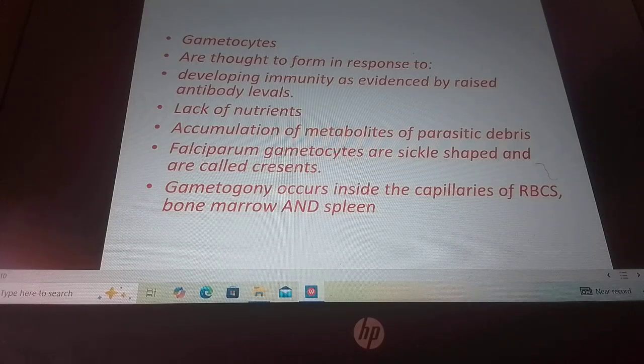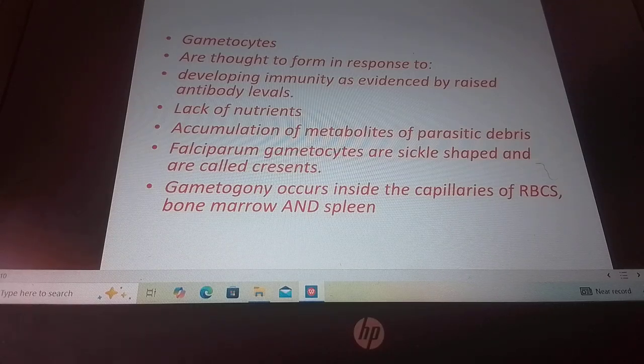So these gametocytes are thought to form in response to, one, the developing immunity as evidenced by the raised antibody levels. Then two, they can form due to lack of nutrients. If the trophozoites don't have nutrients, they will go to the macrogametes and the microgametes, and that's why I'm saying the gametocytes. So accumulation of metabolites of parasitic debris is another reason. And remember, these gametocytes are sickle-shaped, and they are also called the crescents.